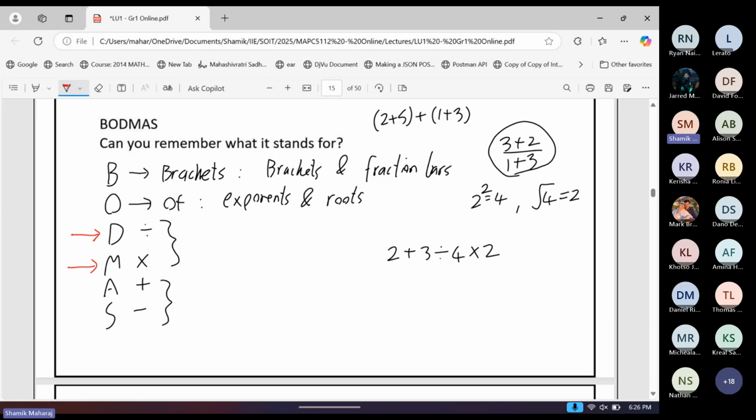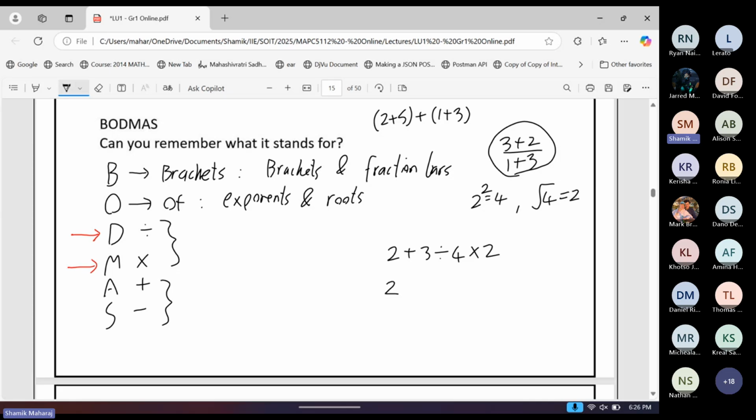Okay, so maybe we'll work through an example and see if we can demonstrate this. So in this example that I have here, let's see, we have no bracket, we have no exponent or root. Okay, so the first thing we look for is either division or multiplication. Let's see what I meet first. First, I meet a division, 3 divided by 4. So I'll do that first. Okay, and that's okay because that's consistent with the order of BODMAS anyway.